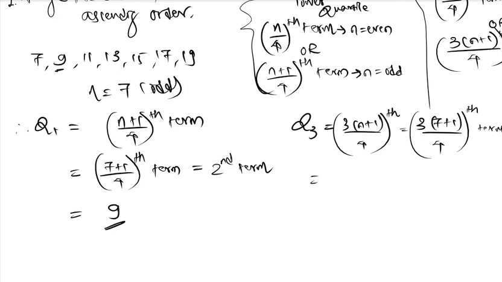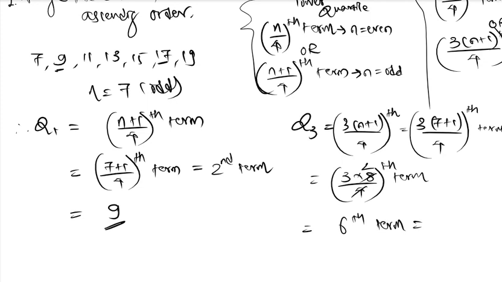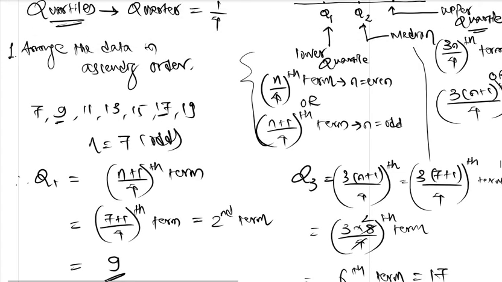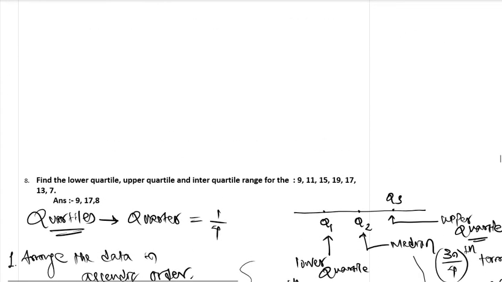Okay, so 7 plus 1 is 8. 8 into 3 by 4, so 3 into 8 by 4th term. So 4 2s are 8 and 2 3s are 6. So the sixth term is Q3. So 1, 2, 3, 4, 5, 6, 17. So your upper quartile is 17, right? So the answer is lower quartile is 9, upper quartile is 17. 9 and 17, correct. And find the interquartile range.